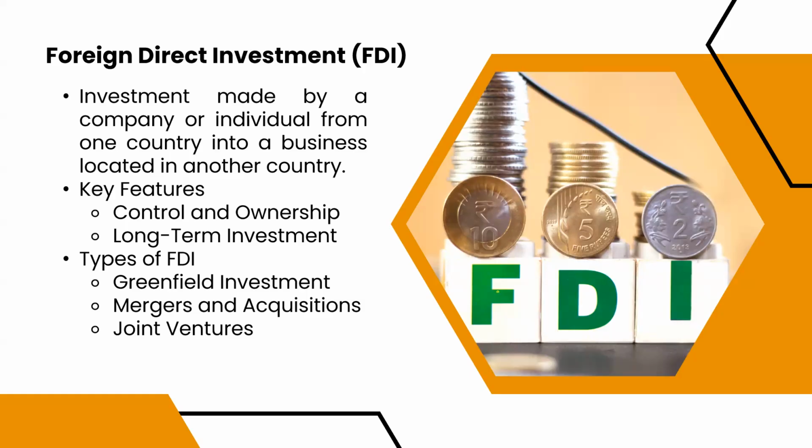The types of FDI are greenfield investments, which is establishing a new business or facilities in a foreign country from the ground up. Mergers and acquisitions, acquiring or merging with an existing foreign company to gain access to new markets. Joint ventures, partnering with a local company in a foreign country to share resources and knowledge. An example of FDI is Tesla setting up a factory in Mexico to produce vehicles. This investment will provide jobs, introduce new technologies, and integrate the foreign company into the global supply chain.